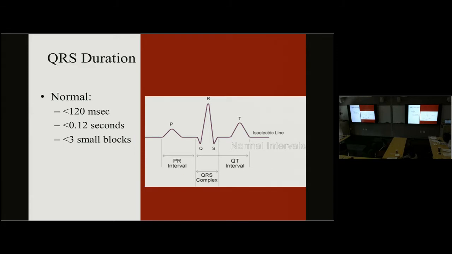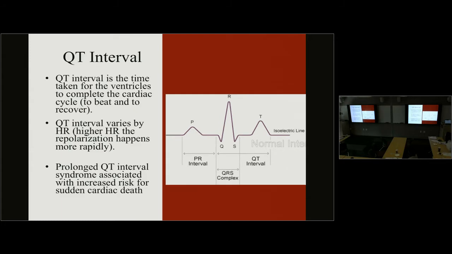The next interval that we measure is the QRS duration. It's from the beginning of that Q wave to the end of the S wave. Normally, it's 120 milliseconds or 0.12 seconds. I usually talk in milliseconds, or less than three small boxes. Okay? And you'll get a chance to practice measuring some of these on the EKGs that you have there.